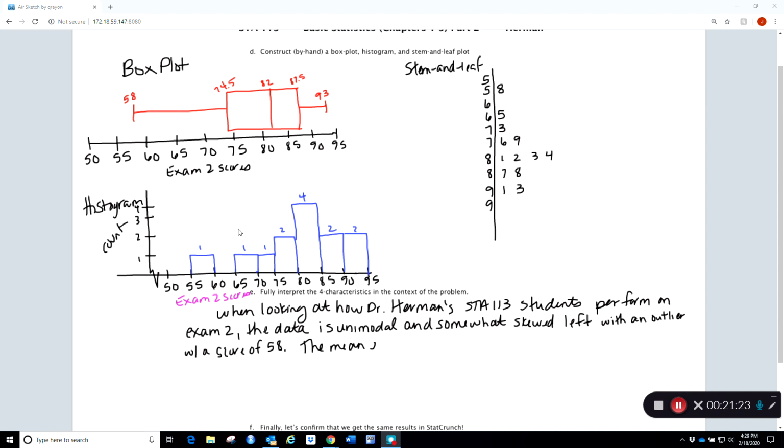So our mean exam 2 score was an 80. And then the median cuts our data in half. So I could say with half of the students scoring above an 82.